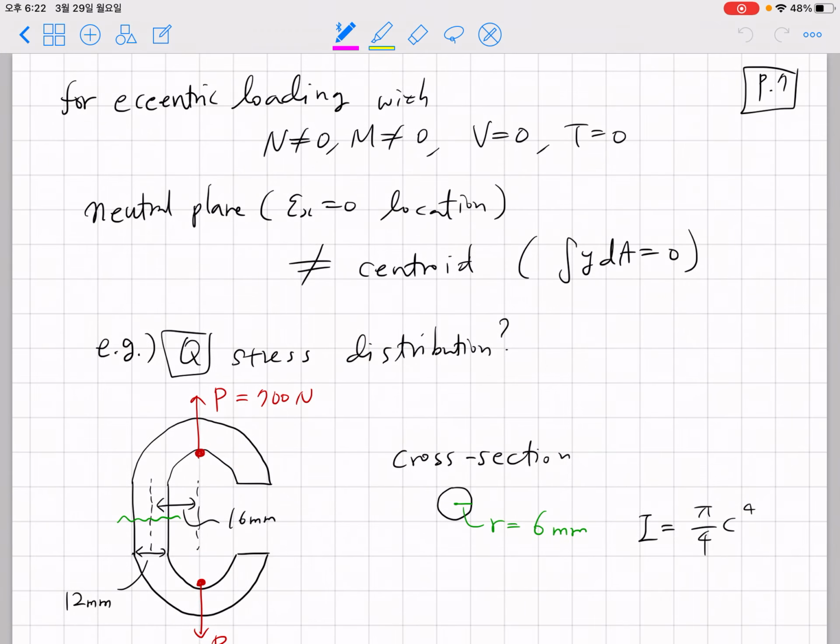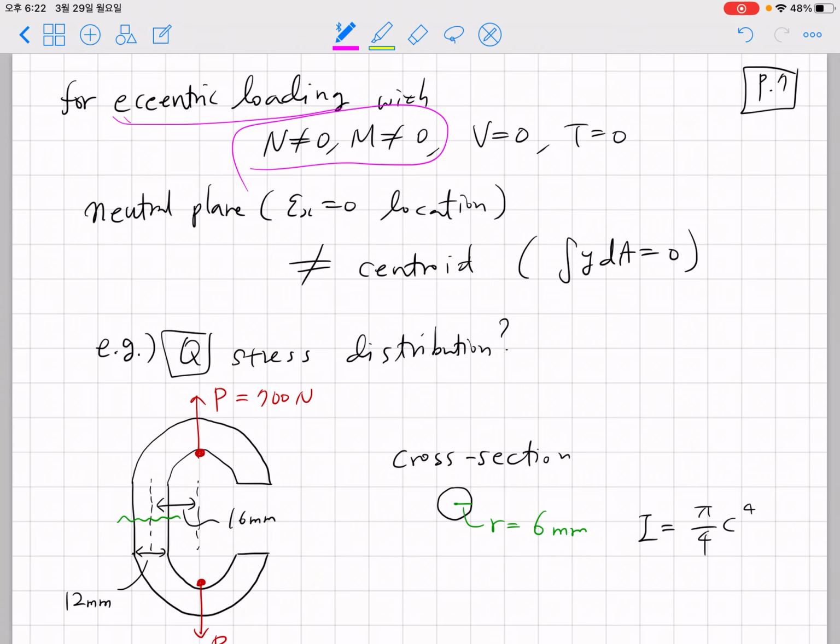Now for this kind of eccentric loading problem, both N and M are non-zero due to eccentric loading. Non-zero N is not enough to make mechanical equilibrium. Okay, so you can now see how we can analyze the problem and how to obtain the stress distribution. Of course, this is not enough as an example, so let me give you a problem with real numbers.